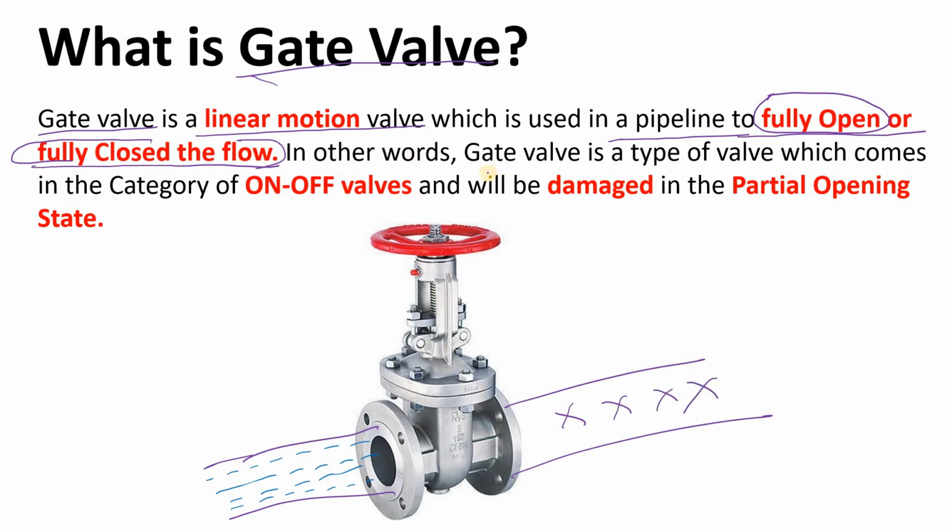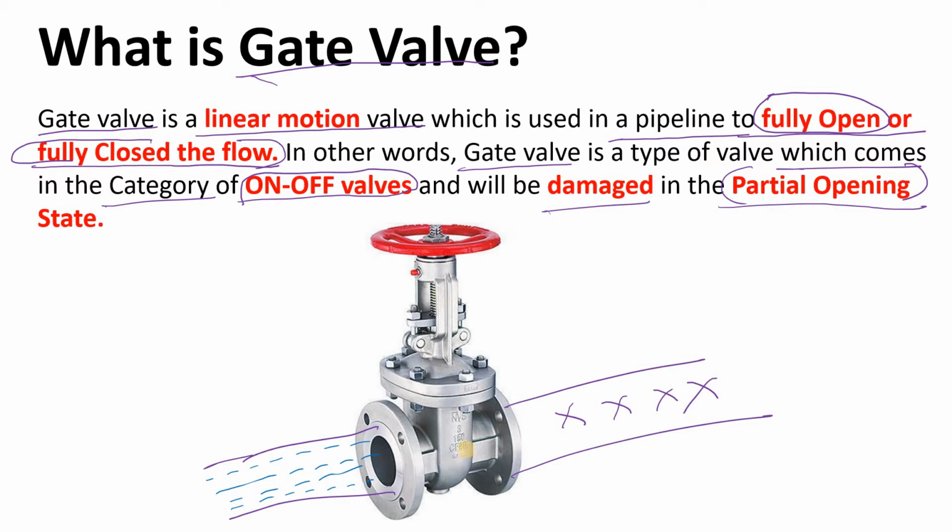In other words, we can also say that the gate valve is a type of valve which comes in the category of on-off valves. Why? Because it is not regulating the flow. You can use it for an on purpose or for an off purpose. And it will be damaged in the partially open position. If you partially open or partially close it, it can damage its disc.